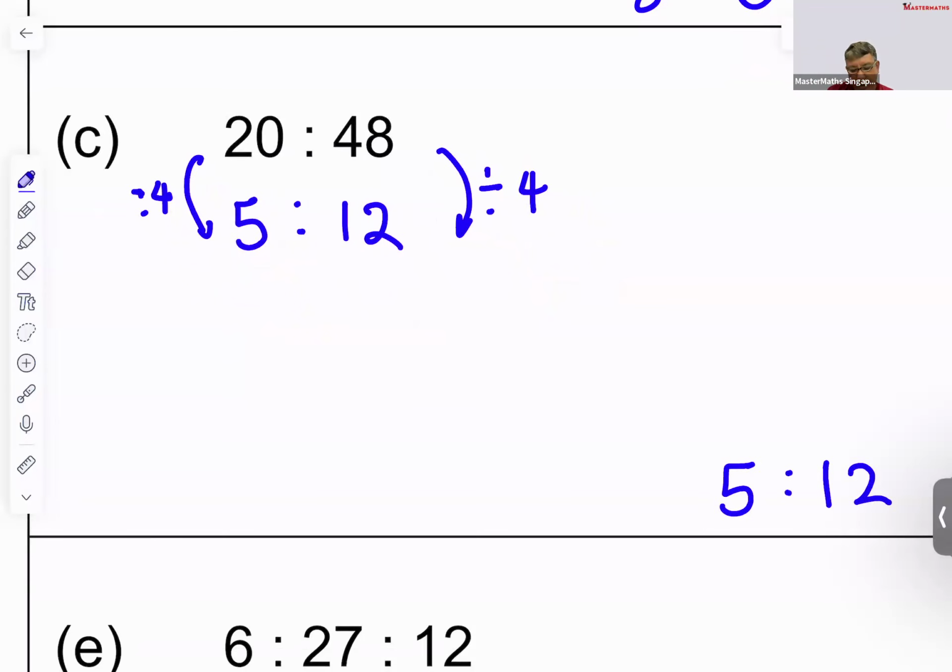There are 20 boys and 48 girls in a class, express the number of boys to the number of girls in ratio form. 5:12, like that. That could be your 1 mark question.